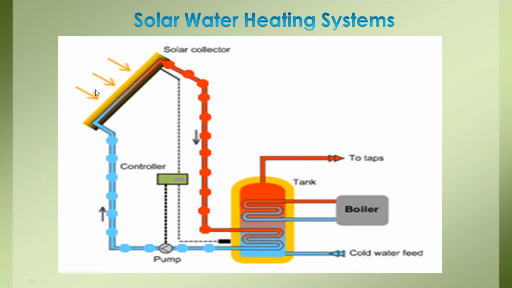and it is further given to the copper tubes, and inside the copper tubes the cold water is flowing. As the heat is absorbed from the sun rays, this heat is given to the water and the water is heated. So basically we are giving the cold water at the lower side and from the upper side we are getting the hot water. This hot water we are giving to the storage tank.